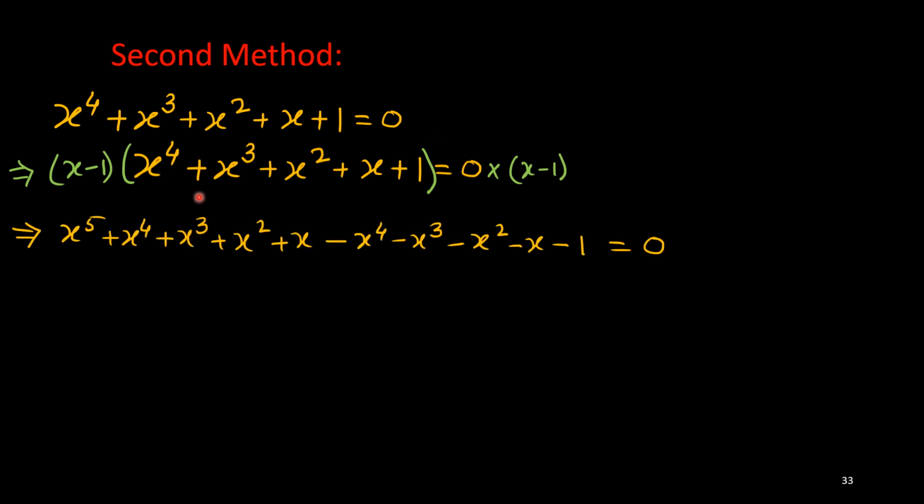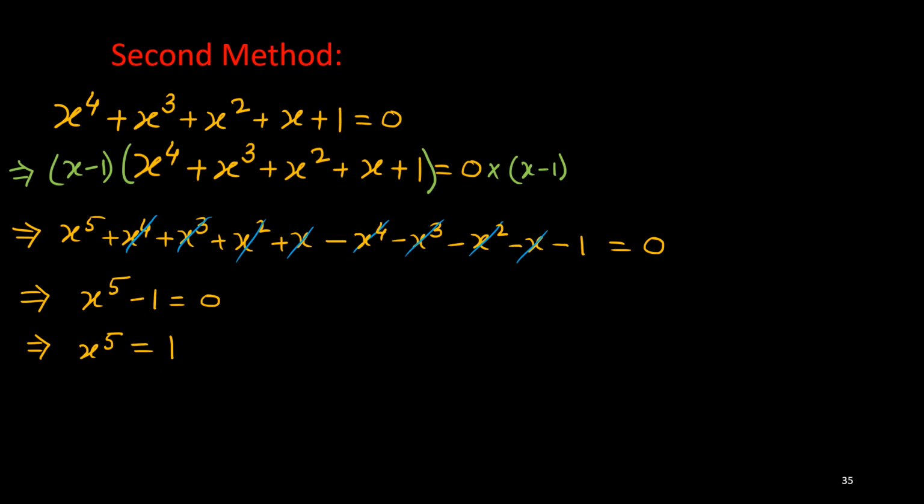Now if I multiply these two, you can see that if I multiply x with this one, then I'll get x^5 plus x^4 plus x^3 plus x^2 plus x, right? And then minus 1, if I multiply on this one, I'll get minus x^4, then minus x^3, minus x^2, minus x, and minus 1 into minus 1 is minus 1. And the right side is 0 into something, which is 0 again. Okay, now you can see that this will cancel except the first and last one. So you will get x^5 minus 1 equal to 0. So it is x^5 equals 1.